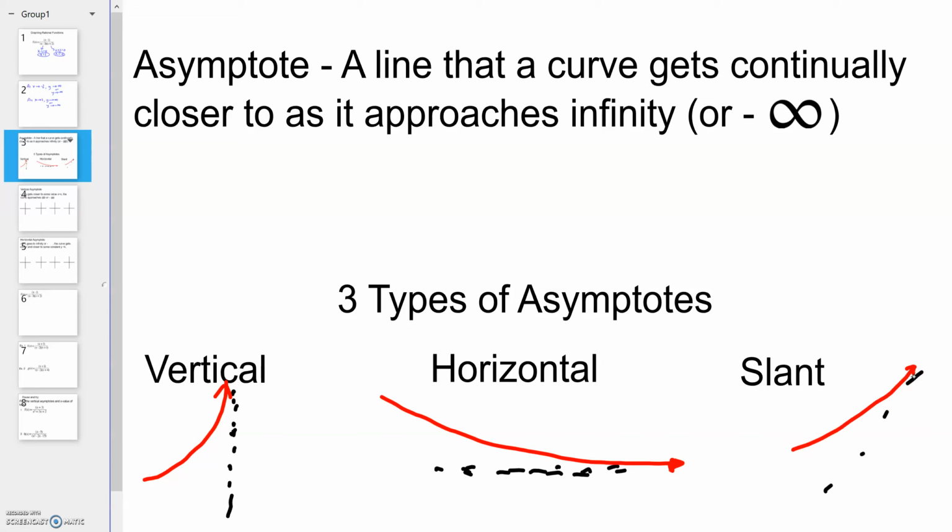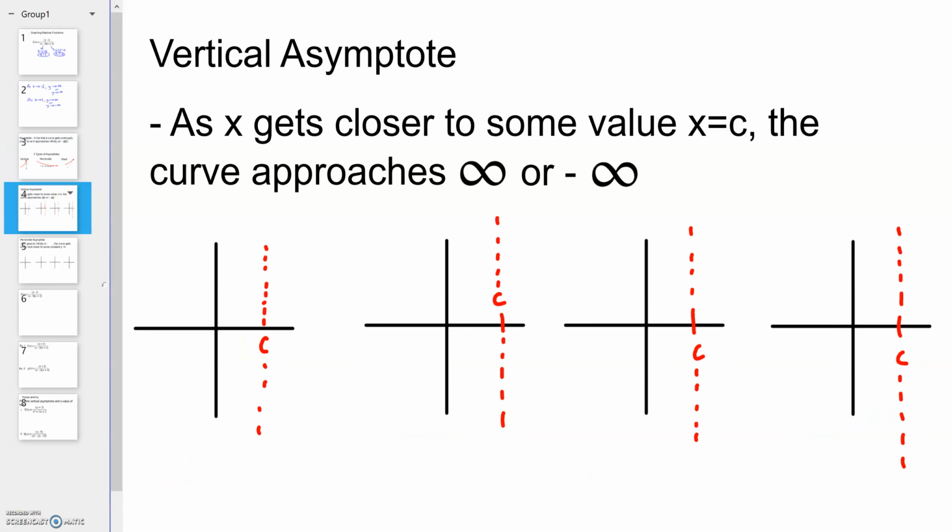So what I want to really do is dive into vertical asymptotes and why they occur, where they occur, and exactly what happens on the graph. Let's go ahead and define vertical asymptote specifically. A vertical asymptote occurs when, as x gets closer and closer to some value, I'll call it c, then the curve approaches infinity or negative infinity.